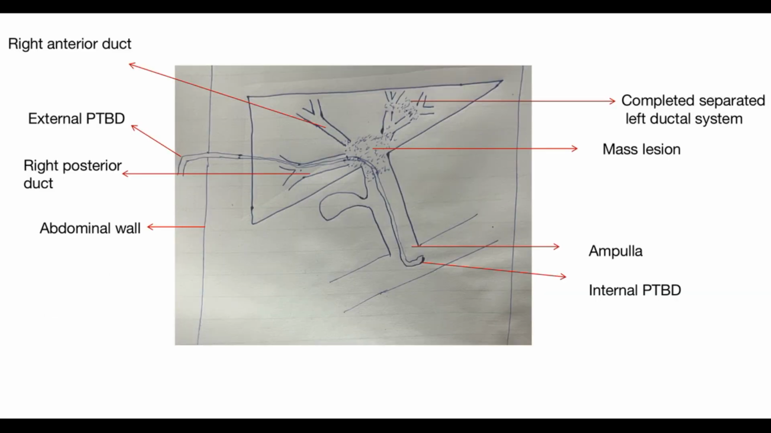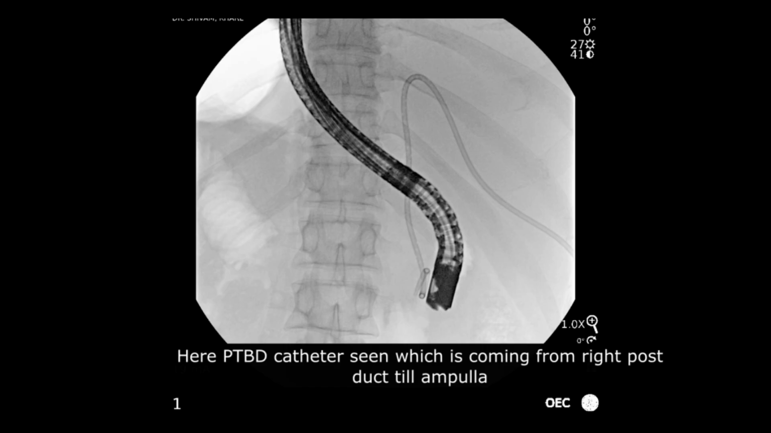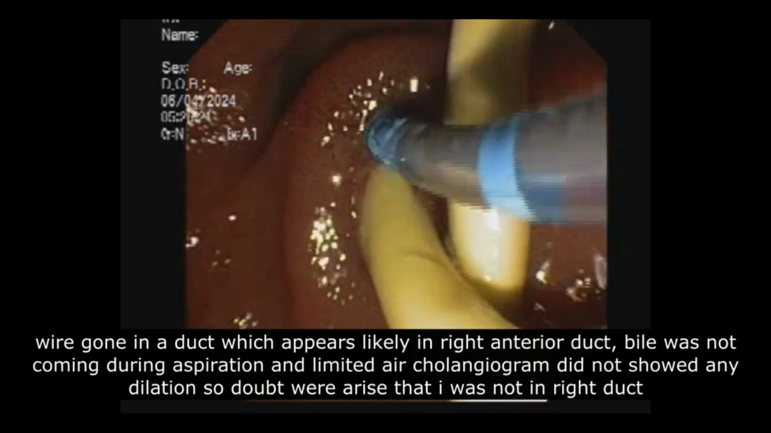In this diagram we can see non-formation of the primary confluence and also separation of the right anterior and posterior hepatic ducts, and also complete separation of the left ductal system. So my plan was to place SEMS in the right anterior duct first, then the right posterior duct. Here the PTBD catheter is seen, which is coming from the right posterior duct to the ampulla.